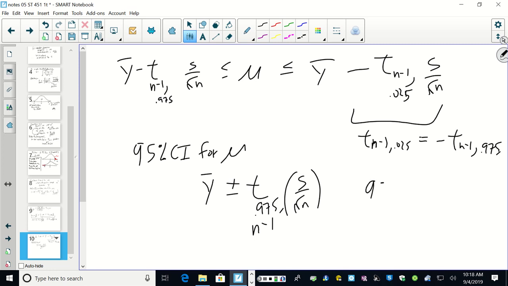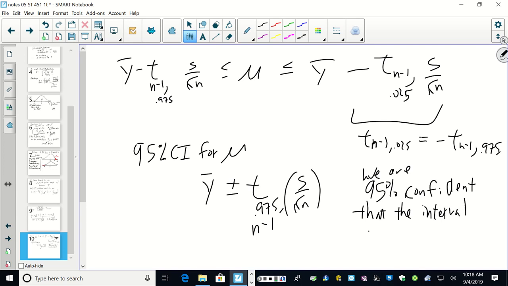And so with this type of interval, we say we are 95% confident that the interval contains the true mu.